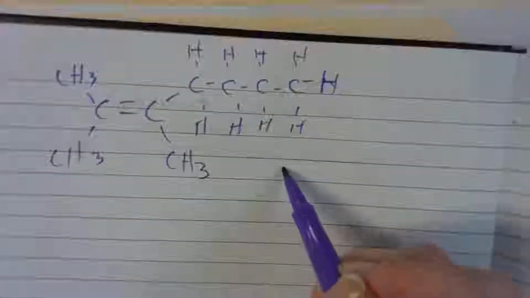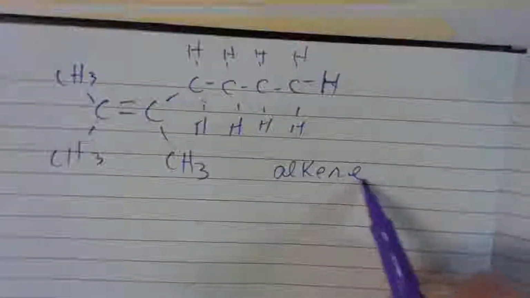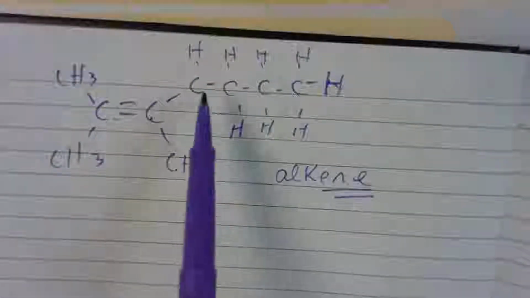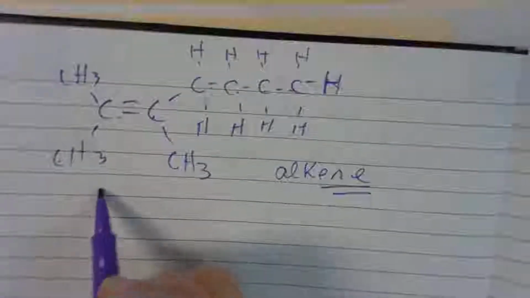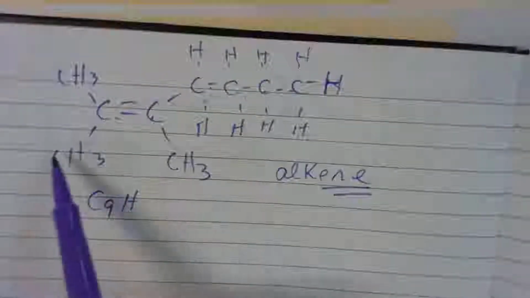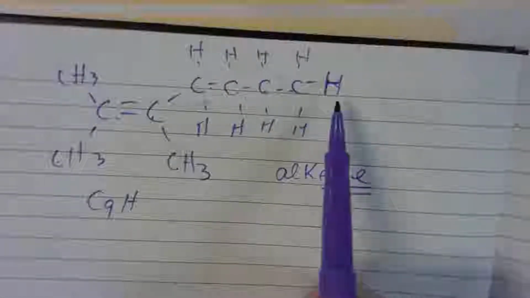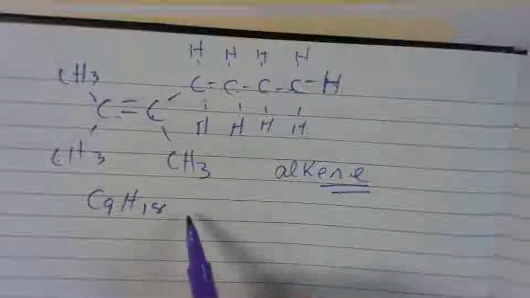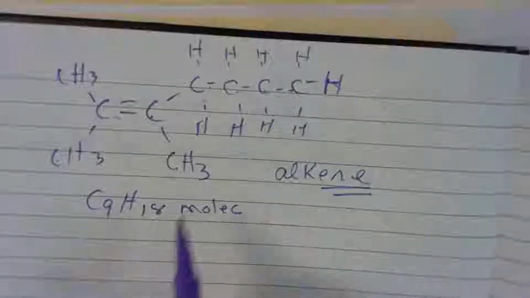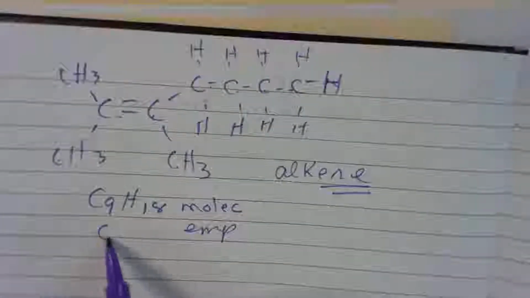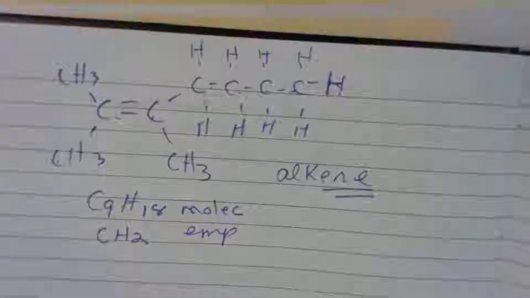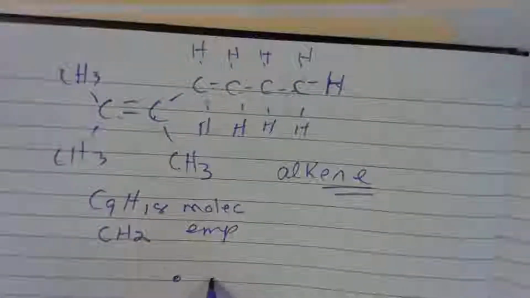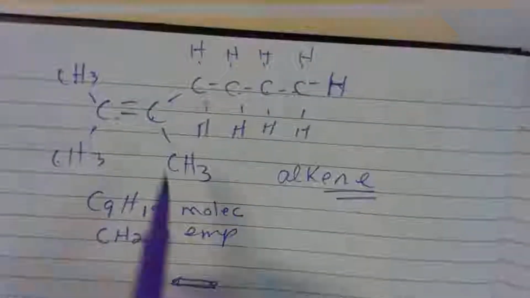So this is an alkene with an -ene suffix. There are 1, 2, 3, 4, 5, 6, 7, 8, 9 carbons. Then there's 3, 6, 9, 12, 14, 16, 18 hydrogens. This is your molecular formula. Your empirical formula is CH2. And for your line structure, I'm going to start with my double bond here.